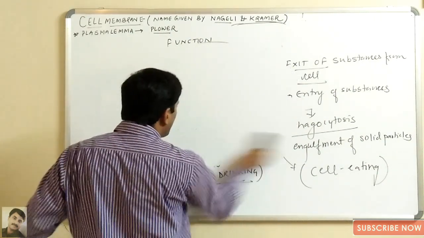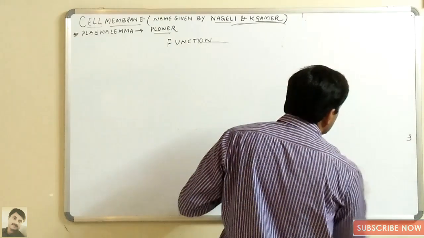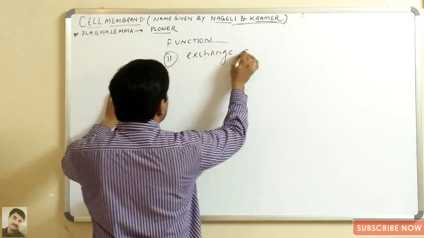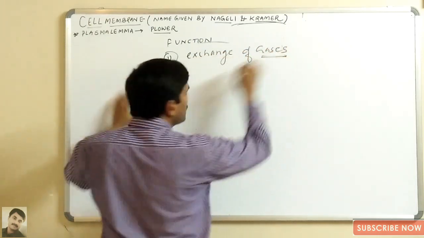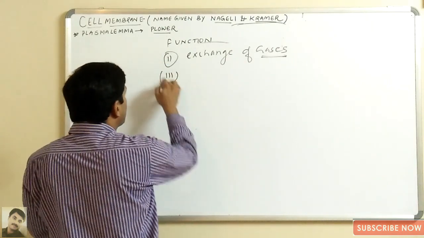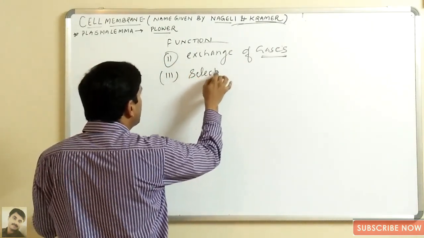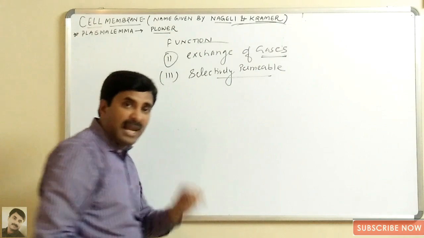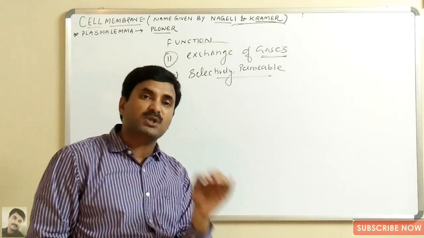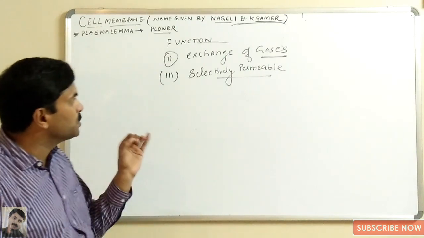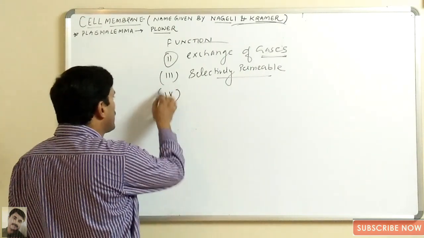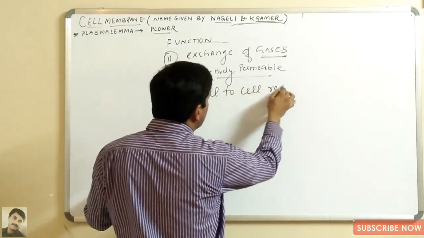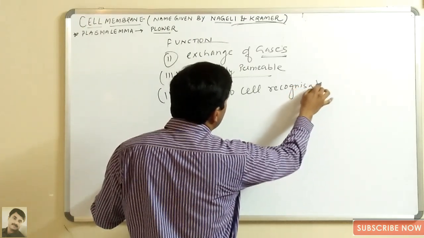But if we talk about the other functions of the cell membrane, we must know that it is helpful in the exchange of gases. Not only this, the cell membrane is selectively permeable, means it allows certain selective particles to pass through it. Not all the substances can pass through the cell membrane. And the fourth point, which is very, very important, is known as cell to cell recognition.